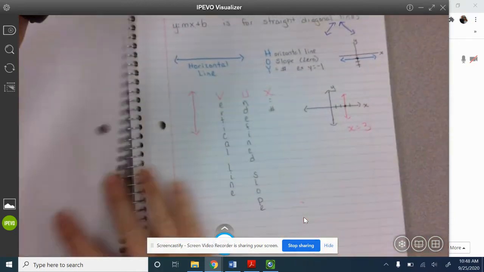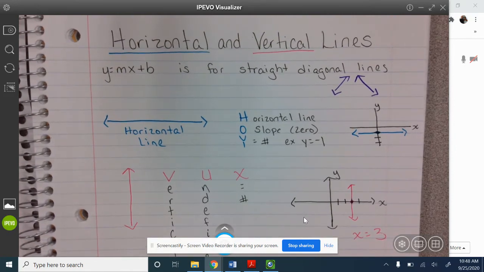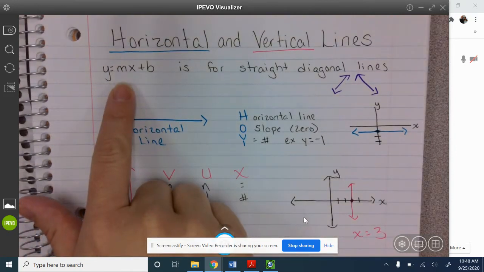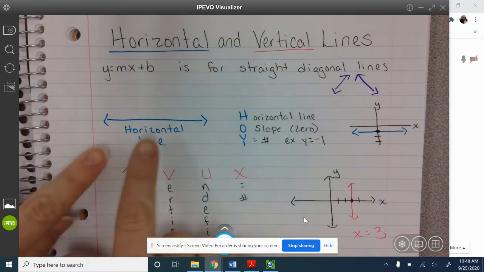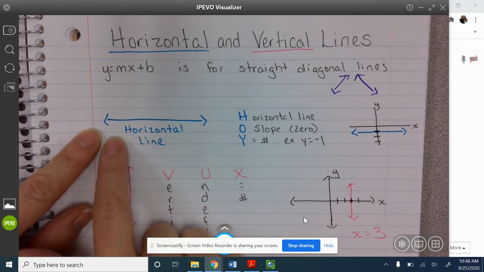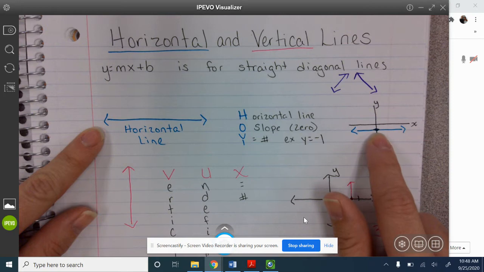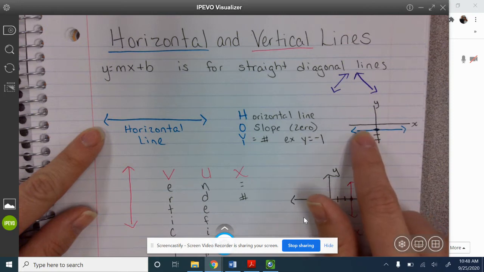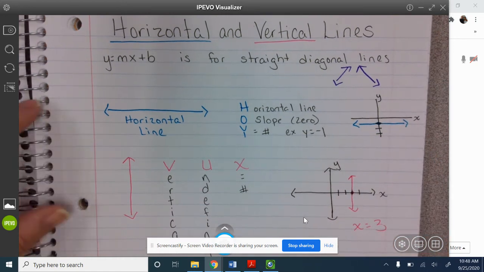Now, along with that, we're going to talk briefly about horizontal and vertical lines. So y equals mx plus b is a formula that we'll talk about in a few days, but it is the formula that we use for straight diagonal lines. A horizontal line, we talked briefly about this last week, had zero slope. And the equation for that would be y equals something. So y equals -1 would be right here. And you would just go left to right because it is anywhere that y equals -1. It does not matter what your x value is.